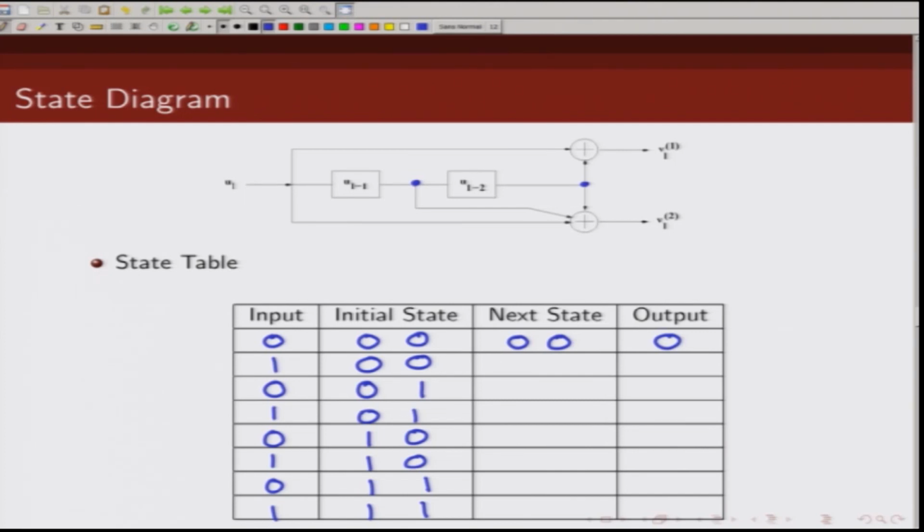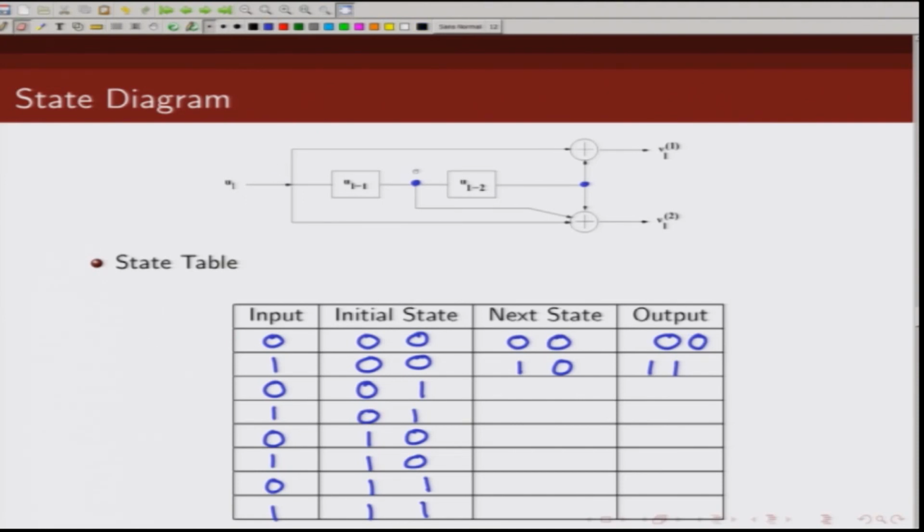Now, let us look at this. If the input is 1 and initial state is 0 0, then this one, the one which is here, will now move to this location, right. So, the next state would be 1 0, because 1 from this input will move here and 0 from here will move. So, the next state would be 1 0. And what will be the output? Since the input is 1, initial states are 0. So, 1 plus 0 will be 1, and 1 plus 0 plus 0 will be 1. So, this output will be 1, and this output is 0 0. We have already mentioned this.